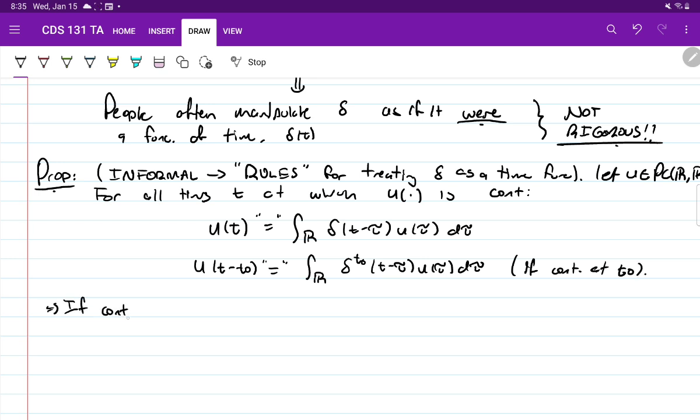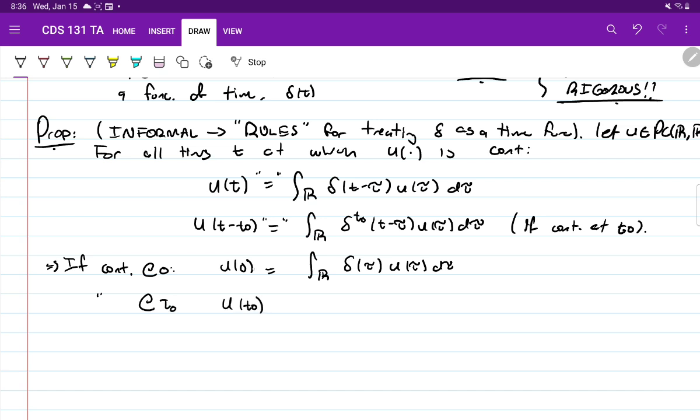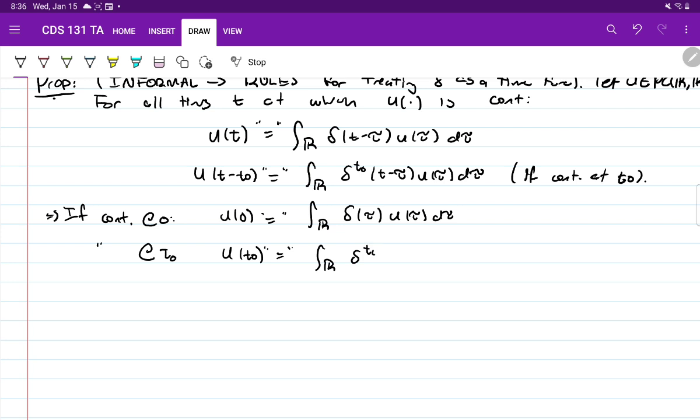And then if u is continuous at 0, then you might find that u of 0 is equal to the integral over R of just delta integrated directly against u. Okay, delta of tau, u of tau, d tau. And then if it's continuous at your time t naught, then you'll find u at t naught equals the integral over R of your shifted delta, delta of t naught minus tau, u of tau, d tau.